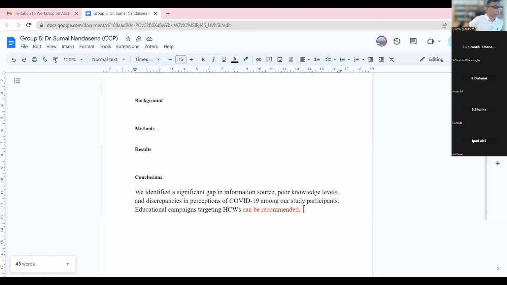So, from the result section, we will identify 2 or 3 sentences which will tally with this particular sentence, and also the poor knowledge levels and discrepancies. Before coming to that, in the result section, anyway, we have to tell a little bit about the study population as well, because this is a research paper.